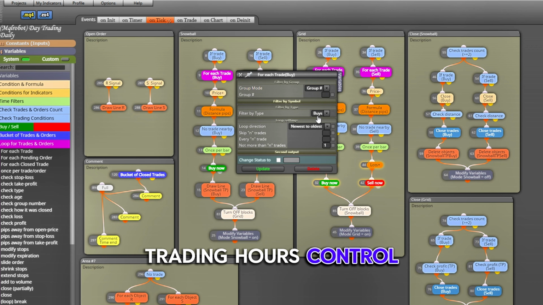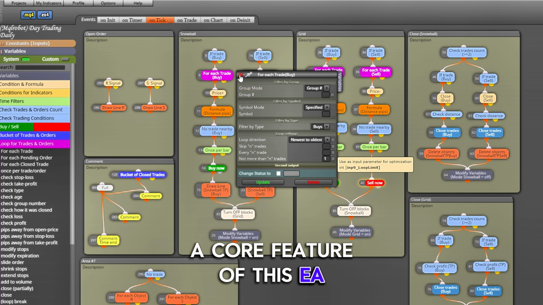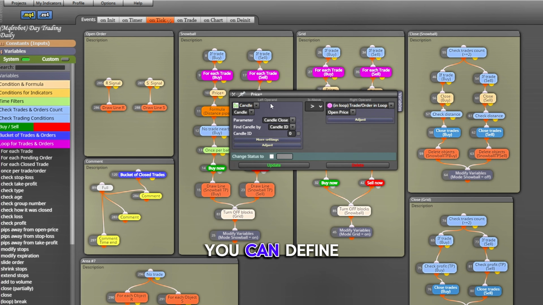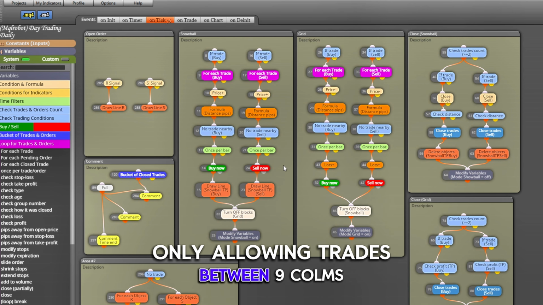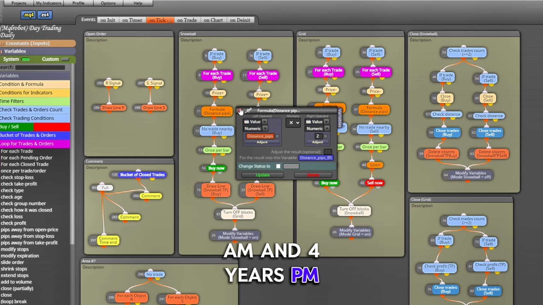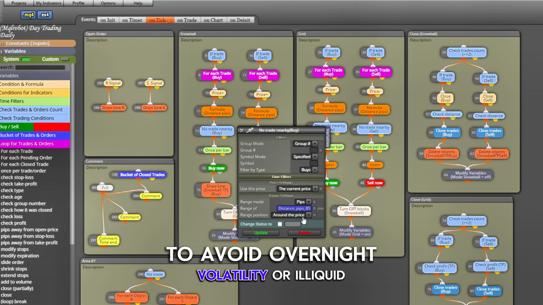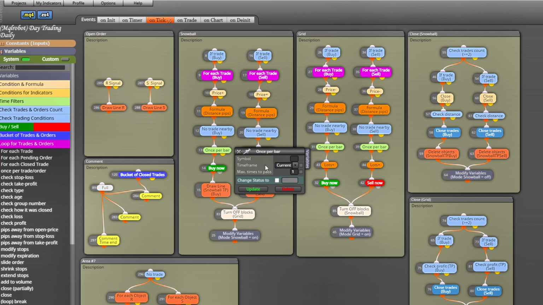Trading hours control. A core feature of this EA is its time window filter. You can define your active trading hours, for example, only allowing trades between 9 a.m. and 4 p.m. server time to avoid overnight volatility or illiquid sessions.